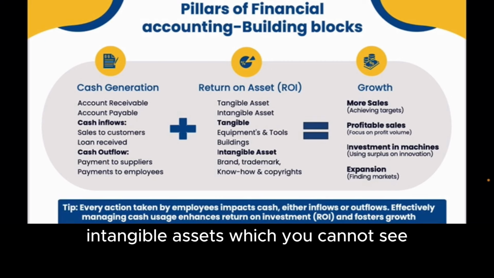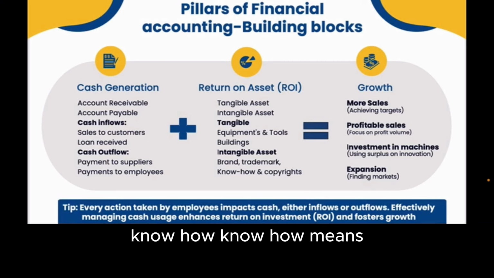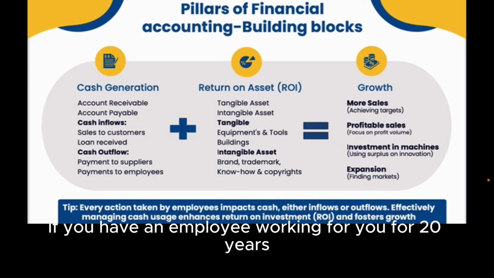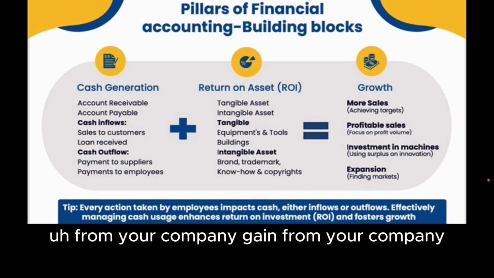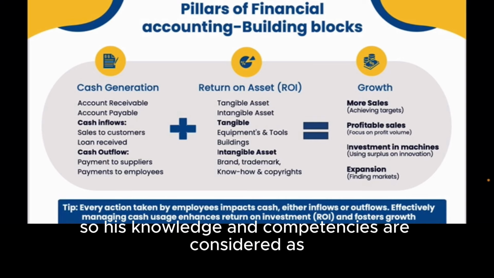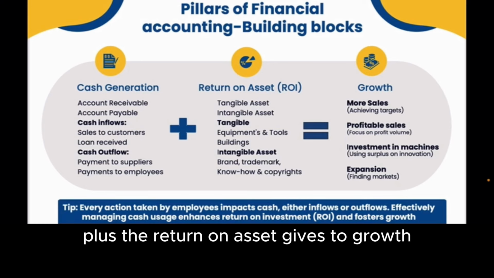Intangible assets, which you cannot see, are things like brand, trademarks, and know-how. Know-how means the knowledge and expertise you have in something. For example, if you have an employee who has worked for you for 20 years, he has a specific skill set and experience gained from your company. So his knowledge and competencies are considered know-how. And copyrights, for example.